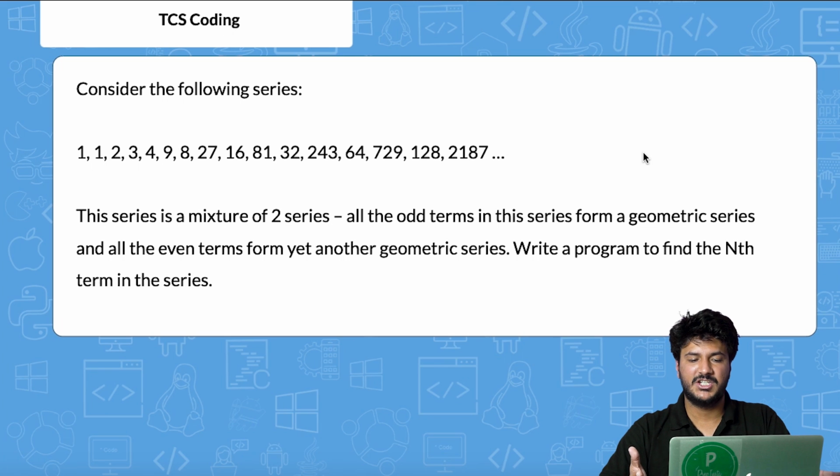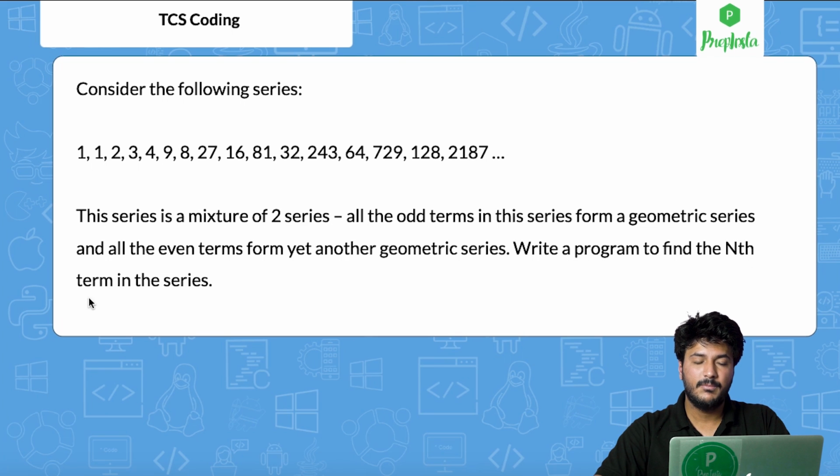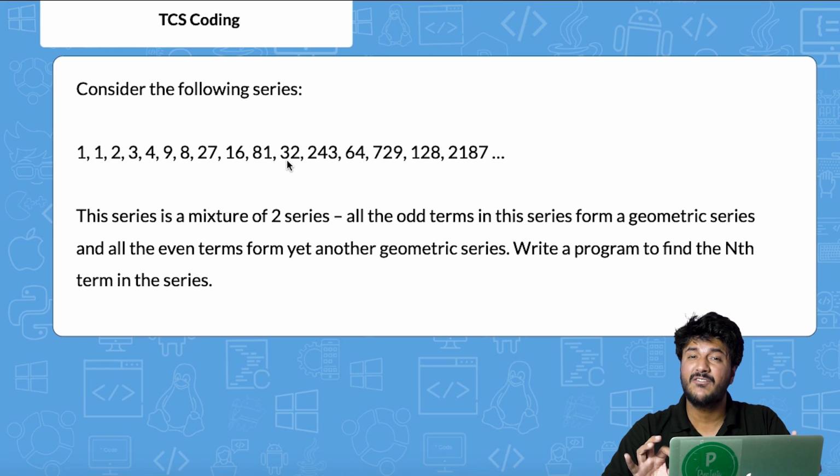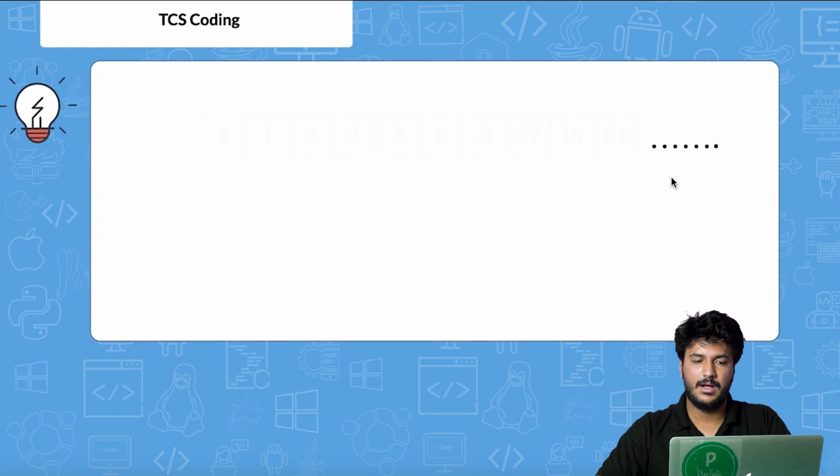So they'll give you a question like this, and then also they'll ask you to print the nth term in this particular series, right? Let's say they ask you to print out the 11th term in the series. The 11th term happens to be 32. So you just have to print 32, not the whole series, right? But then again you have to build the logic for the whole series.